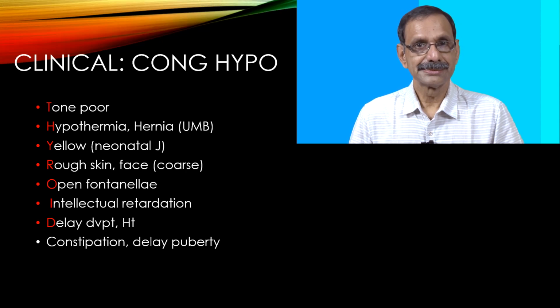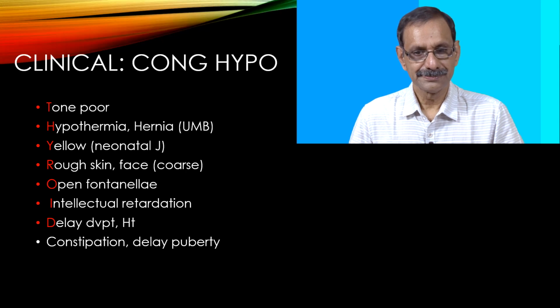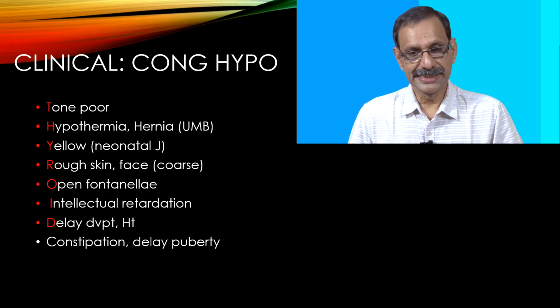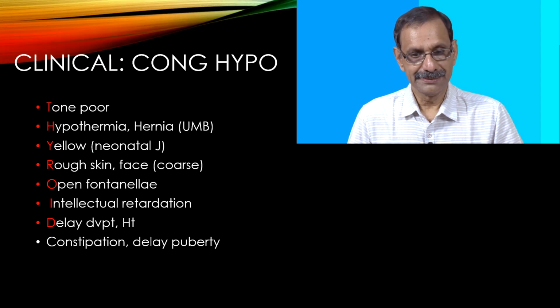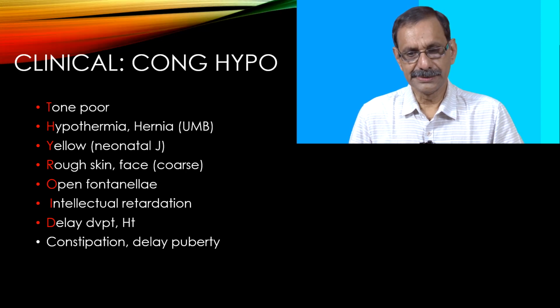The acronym is THYROID. That is tone is poor, hypothermia and umbilical hernia, yellow color, that is prolonged neonatal jaundice, rough skin and face. Rough face, we do not call it rough face, we call it coarse face. Open fontanelle, intellectual retardation, developmental delay, especially in height. Then of course we can have constipation, and delayed puberty when the child grows.